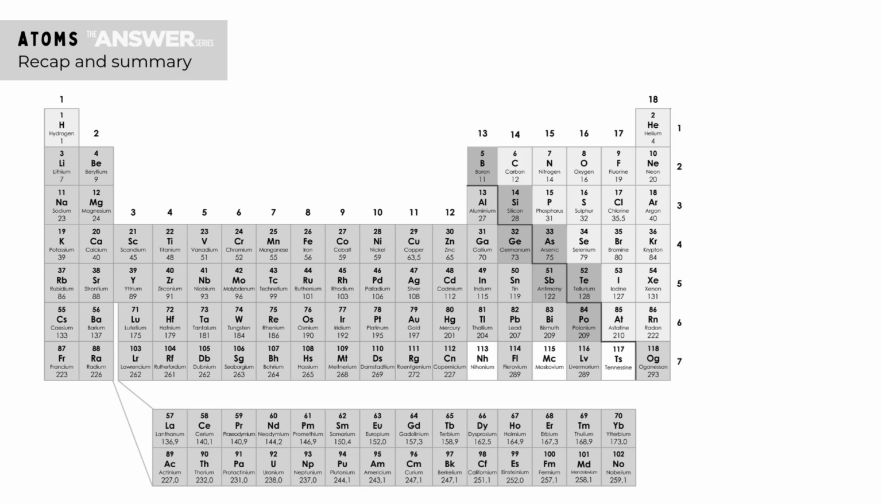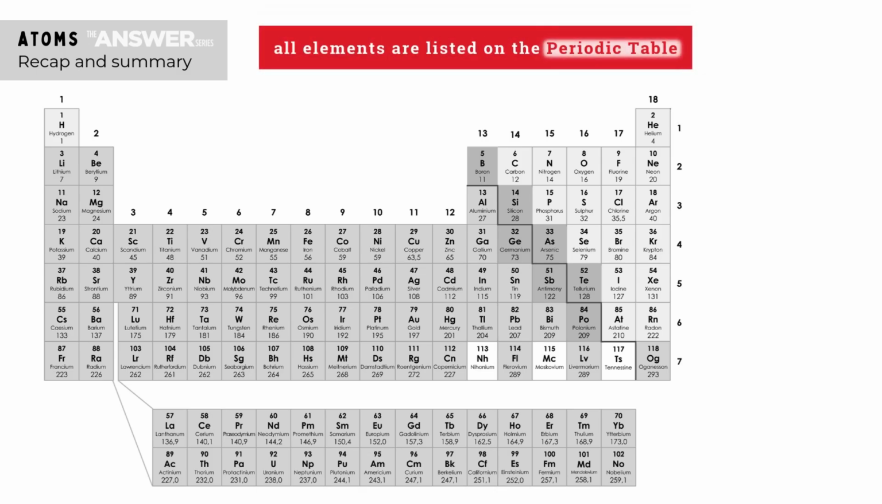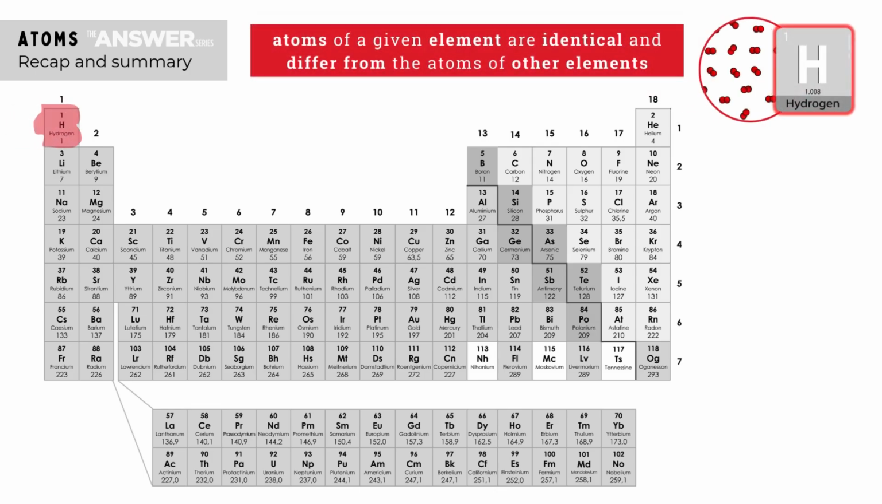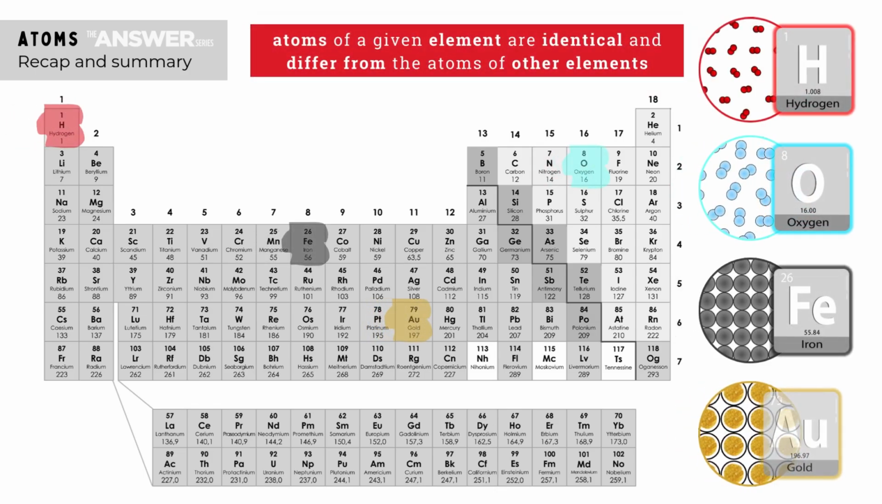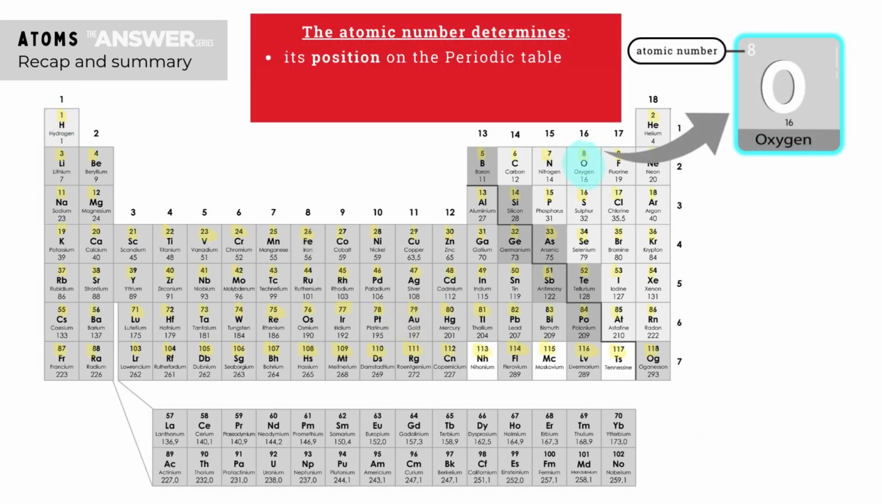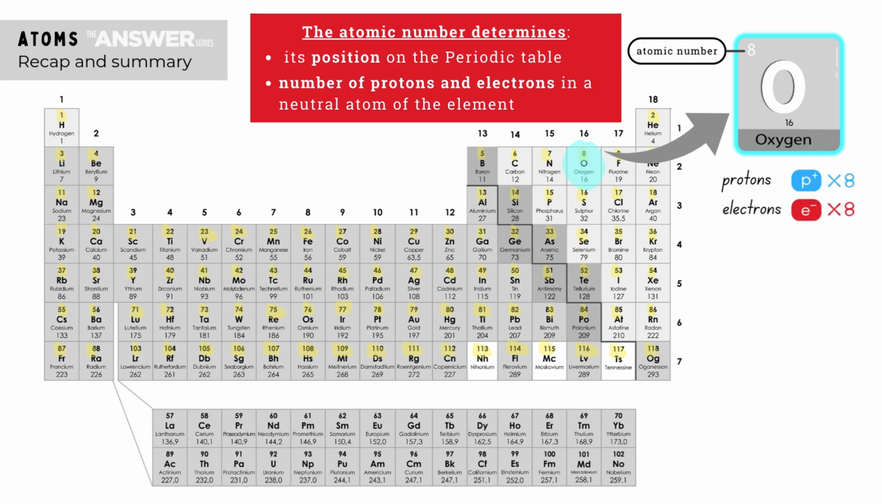Now, the number of protons and electrons of a particular element can be determined by using your periodic table of elements. All the elements that are known are listed on the periodic table. All the atoms of a given element are identical, and they differ from the atoms of other elements. An element's atomic number can also be used to determine its location on the periodic table. It also tells us how many protons and electrons occur in a neutral atom of that element.